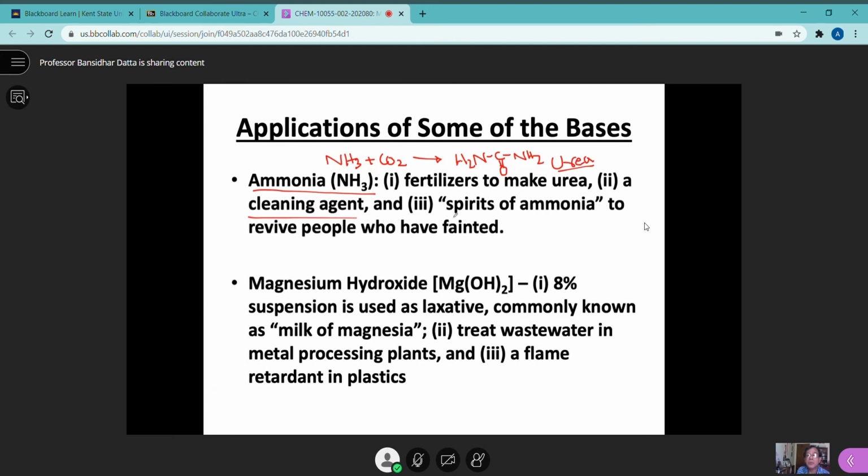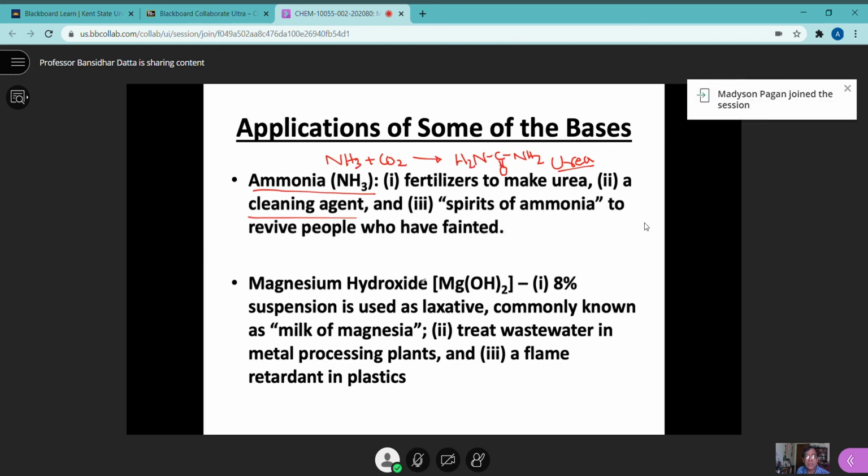Then you have spirit of ammonia. Spirit of ammonia is an ammonium solution. If someone has fainted, you just spray it a little bit toward the mouth and nose area, and basically they will regain their senses. All right, because it has a strong smell. Ammonia has a very strong, pungent smell.